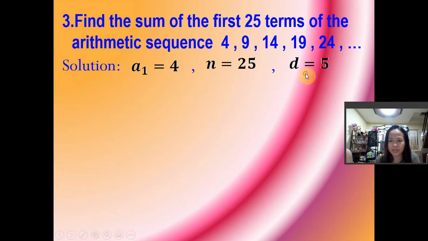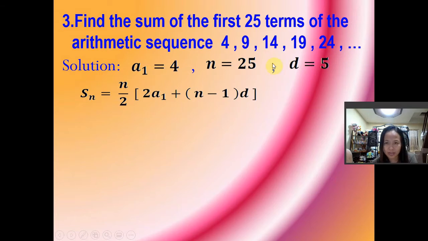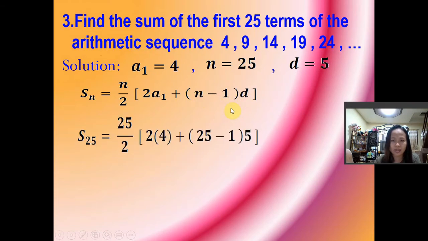Now we don't have the last term. Since we don't have the last term, we're only given the first term and the common difference. We will apply this longer formula. This s sub n, or sum of n terms, is equal to n divided by 2 times quantity twice the first term plus quantity n minus 1 times the common difference. Substituting with those given data, we have our n is 25, this one.